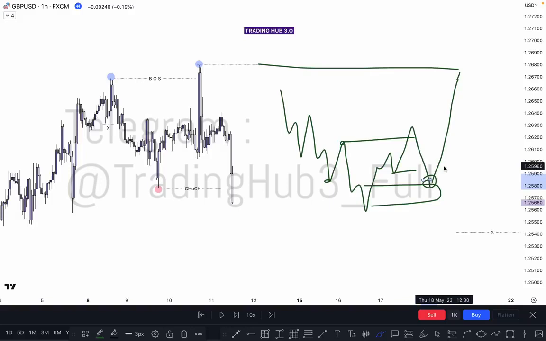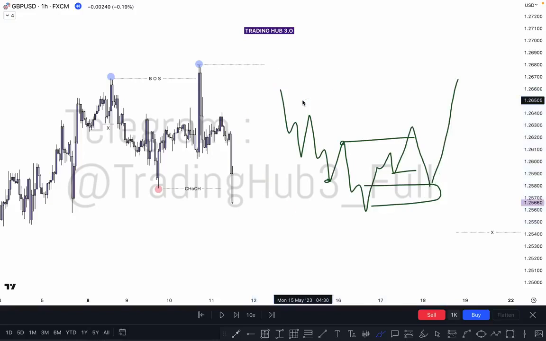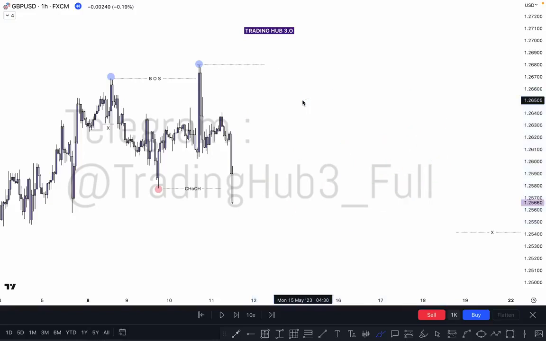But I will show you more refinement of this structure, then you can easily understand, and also you can catch very top and bottom entries, okay. So first of all, you have to understand this thing. You have to wait for a break of structure and change of character in a higher time frame, similar to this. Then you have to switch to a lower time frame as per your higher time frame. This is 1 hour, so then you have to switch to a 5 minute time frame.